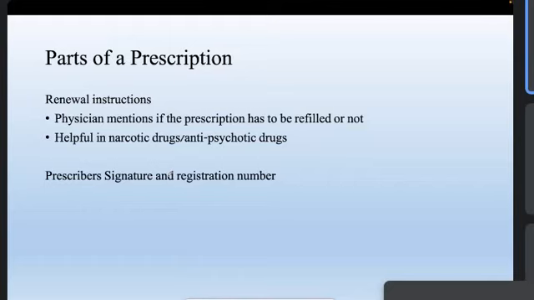There is peptic ulcer disease, which requires a month therapy initially. So these require renewal instructions which have to be given. So this is very, very helpful in narcotic drugs or antipsychotic drugs. So basically all the habit forming drugs, this is very useful, but it is not very much followed right now. Then we have the prescription signature and registration number if the registration number is not present earlier.